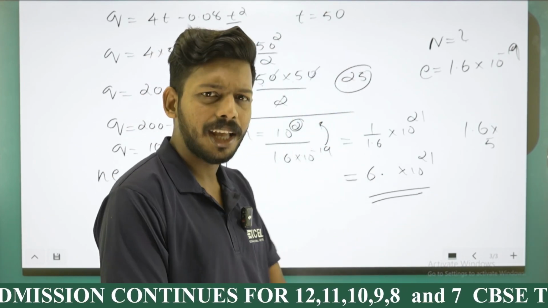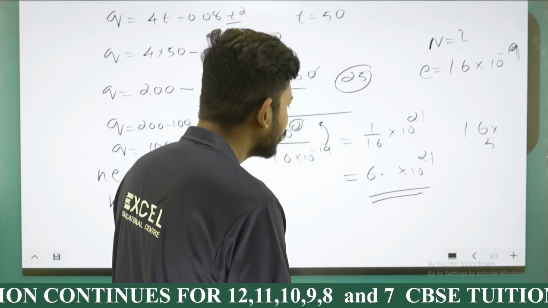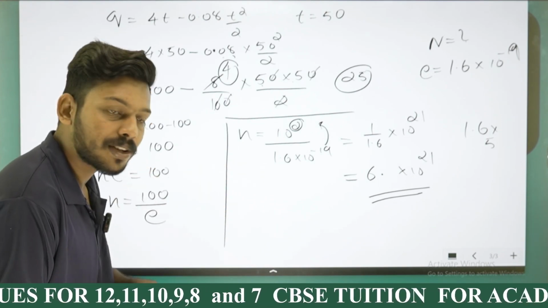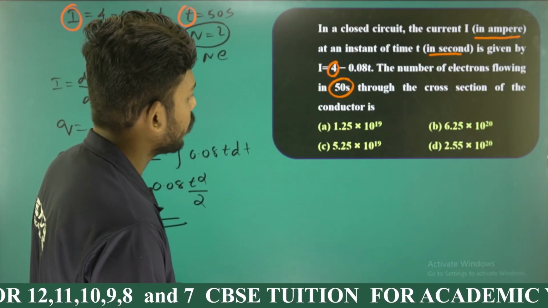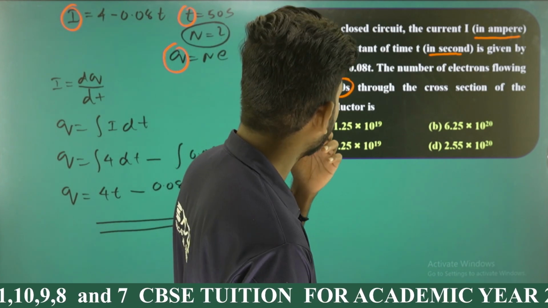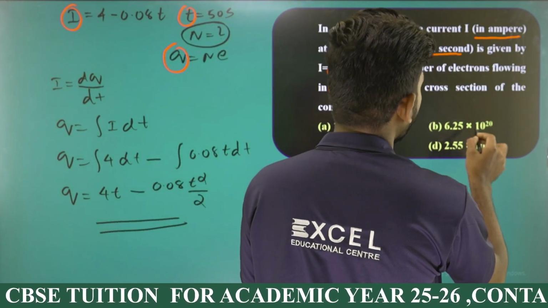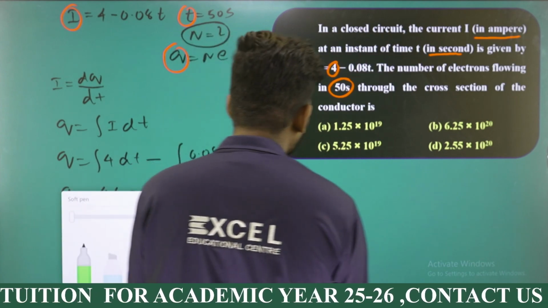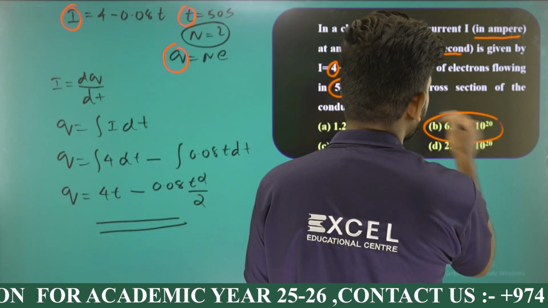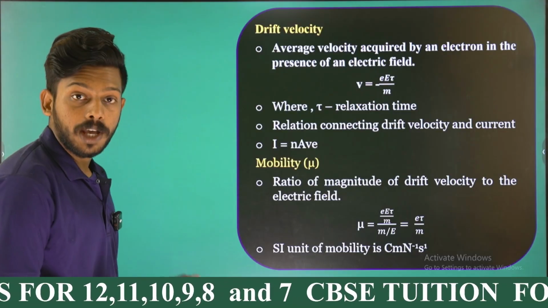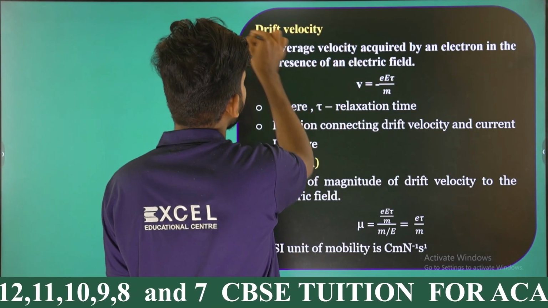You have the options here, so you do not need 100% accuracy. 90% accuracy is enough. When you go to the options, you can find that the value will be something like 6.25. The option is here, 6.25 into 10 raised to 20. So that's it. We are moving to the next topic, known as drift velocity.